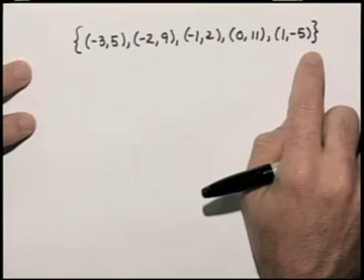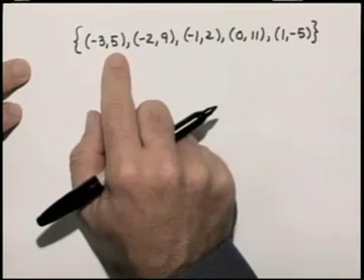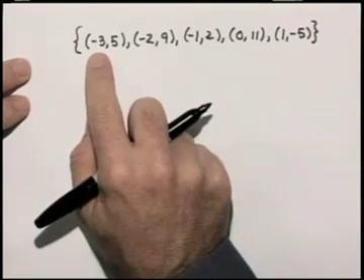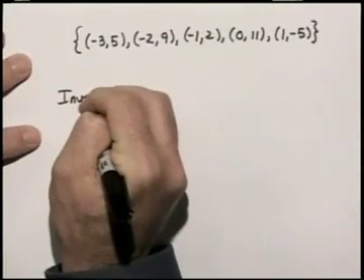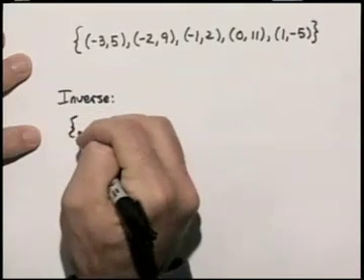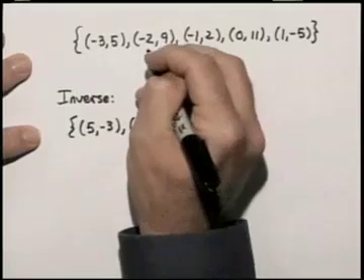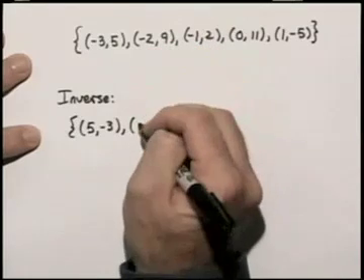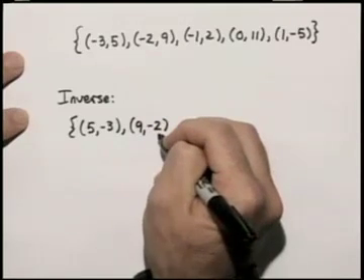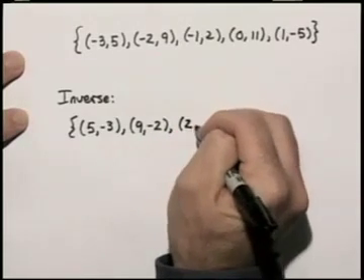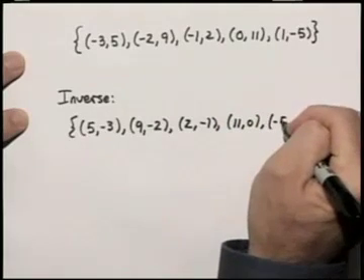If we want to find the inverse of this function, we recognize the following. For the ordered pair -3, 5, the input to the function is -3, the output is 5. Therefore, in the inverse, the input is going to be 5 and the output is -3. The input here is -2, the output is 9. So in the inverse, the input is 9 and the output is -2. We continue in this fashion, filling out the rest of the ordered pairs.